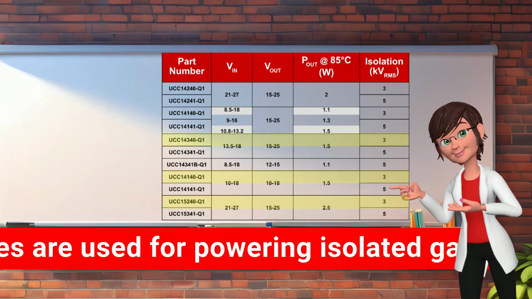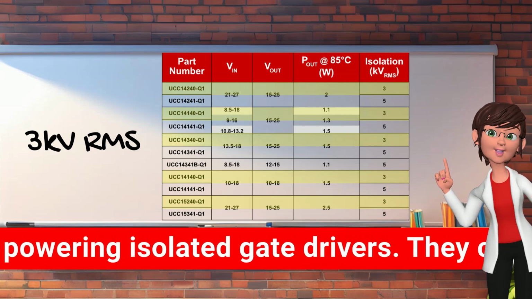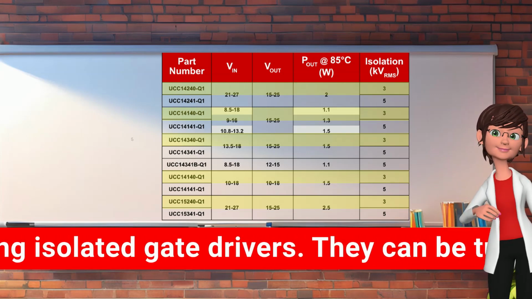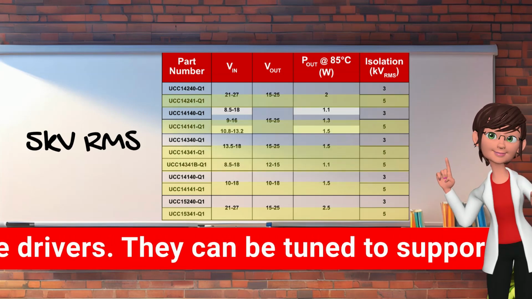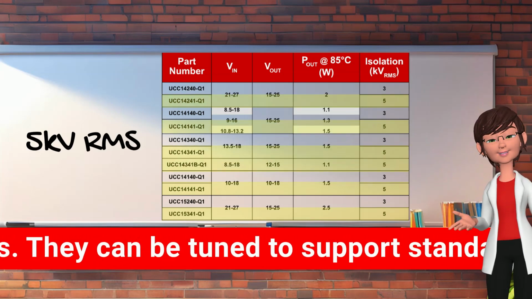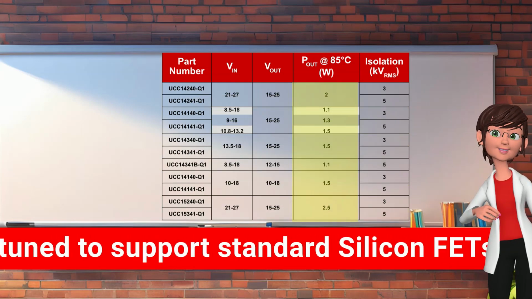The even numbers ending in 40 have a 3 kV RMS, or basic isolation rating. The odd numbers ending in 41 have a 5 kV RMS, or reinforced isolation rating. The other differentiator is maximum power.